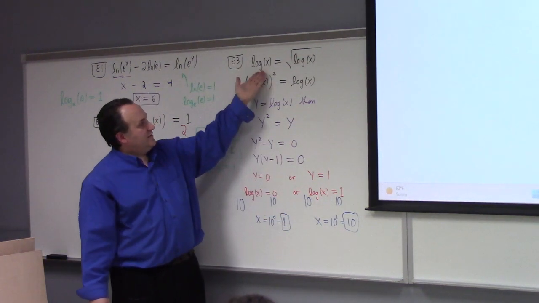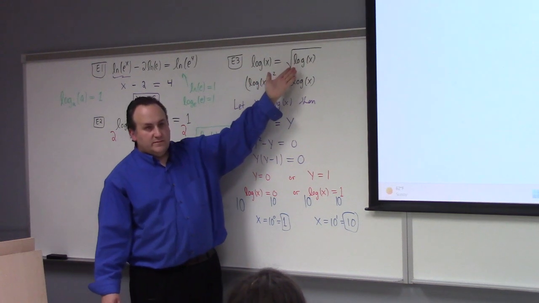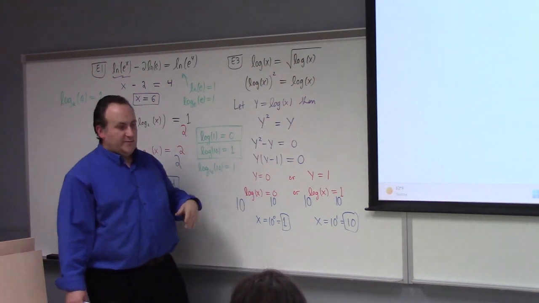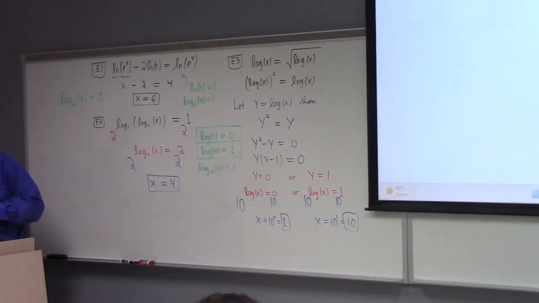We plug in 10 to the original equation. We get log of 10, which is 1. And then the square root of 1, which is 1. 1 equals square root of 1, yay. They both work. They're both solutions. Got it.